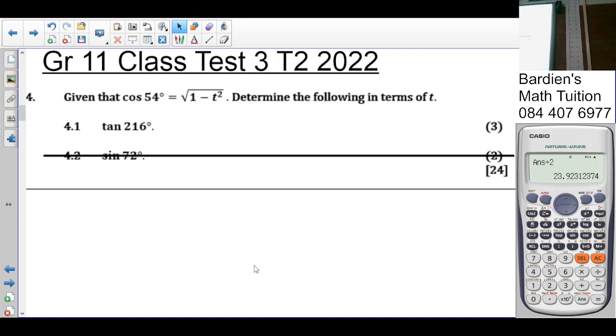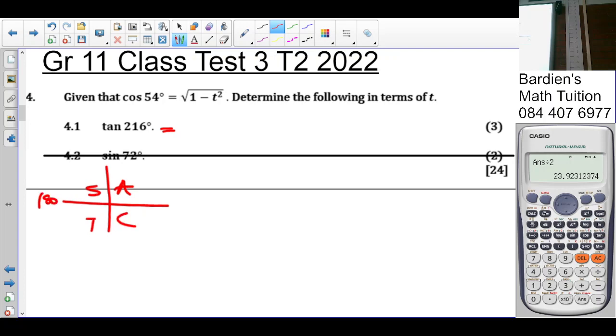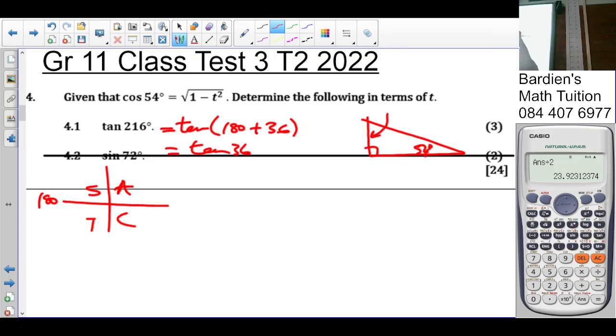But for 3 marks, people, you must first say, okay, tan is all stations to Clemon. That's 180 plus 36. That takes you into the third quadrant. Tan is positive, so it's tan 36. So if you look at the diagram in the question here, here's your 54 degrees. That is your angle of 36. What does tan stand for? Opposite over adjacent. Oh, it's cos. I'm thinking of tan. So it's adjacent over hypotenuse. The adjacent is the root of 1 minus t squared. The hypotenuse is 1. Now if you apply Pythagoras, you'll get t here.